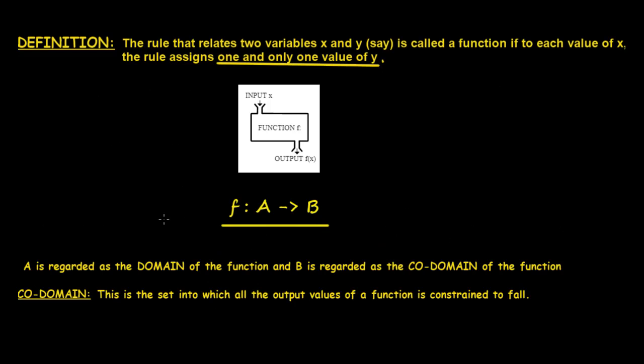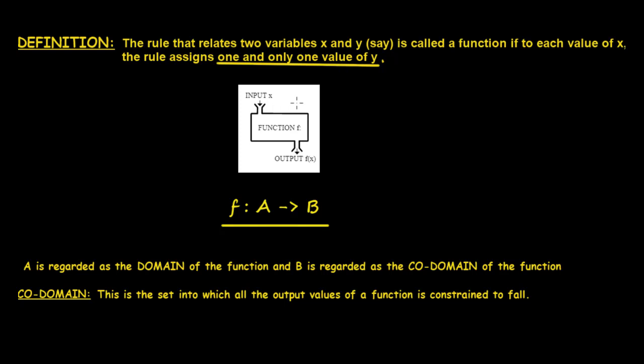Okay, so another definition of a function is that it is a rule that relates two variables x and y such that for each value of x, note that x is actually the input value, we have one and only one value of y, which is the output value. So you put in an x value, and the function assigns it to one and only one value of y. Now take note of that, one and only one value of y.